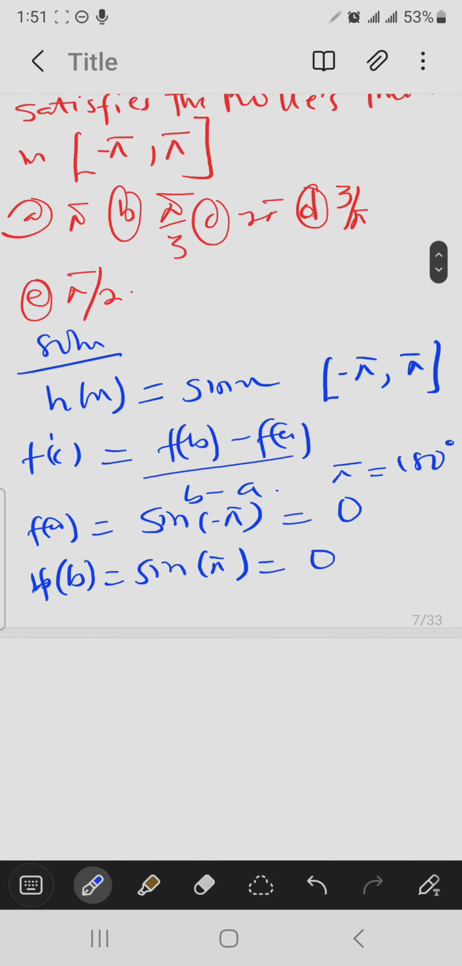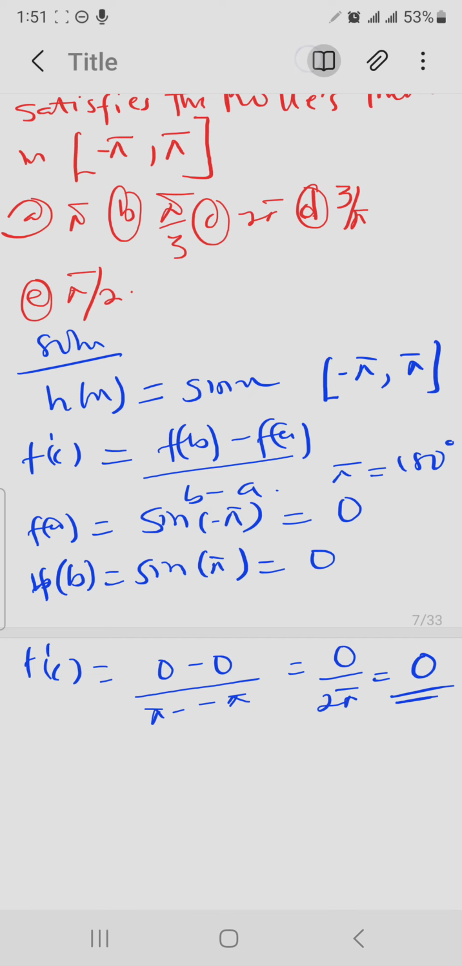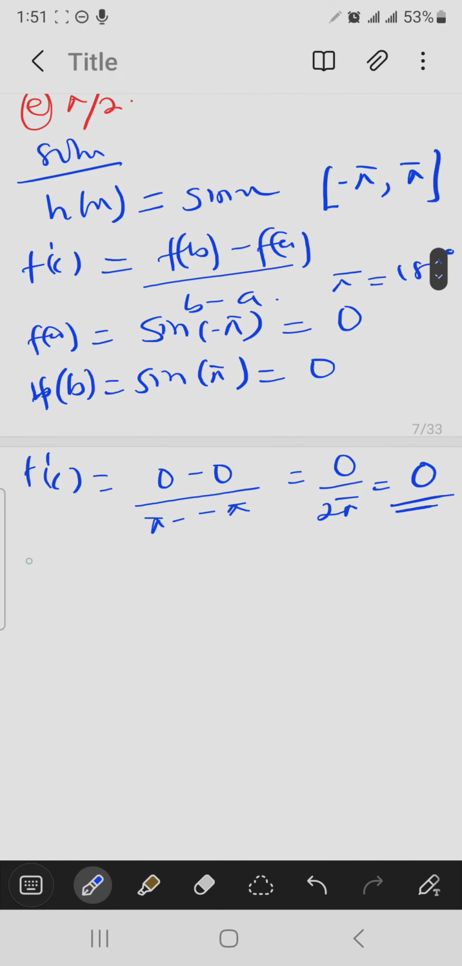So now f prime of c will be equal to what? What is our f of b? 0 minus 0 over, what is this? Pi minus pi. So this one is going to be 0 over 2 pi. That's what it means. So this one has been cleared. Now it means that f prime of c will be equal to 0. And we all know that originally you have h of x to be sin x.